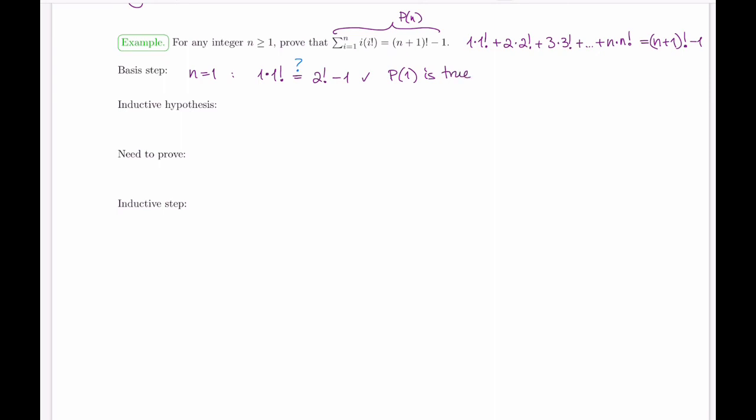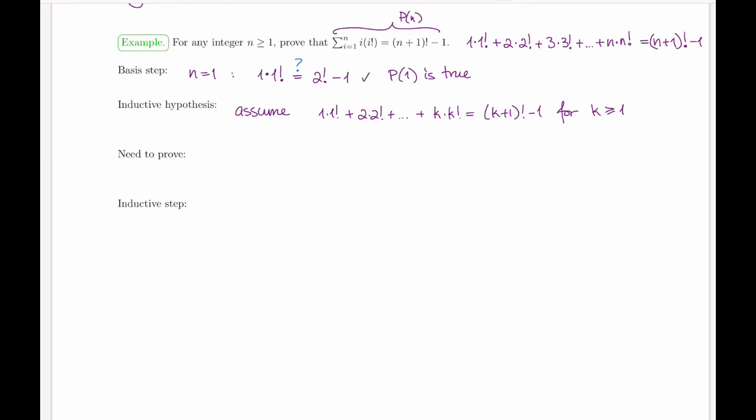Excellent. For the inductive hypothesis, we are going to assume that our statement is true for some k greater or equal than the base case, which is 1. So I'm going to assume that 1 times 1 factorial plus 2 times 2 factorial all the way up to k times k factorial is in fact equal to this expression when n is replaced with k. And this is going to hold true for some k greater or equal than the base case, which is 1.